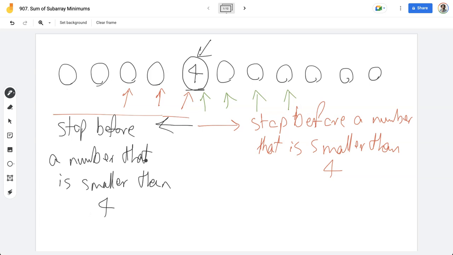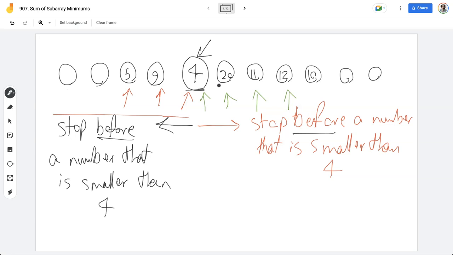Why? Because if we find another number that is smaller than 4, then 4 is not going to contribute as the minimum of that subarray. That number is going to contribute. So we stop before that one. Any number here is going to be bigger than 4. For example, this is going to be 5, this is going to be 9, this is going to be 20, this is going to be 11, 12, 10, something like that. So this 4 is going to be the minimum.